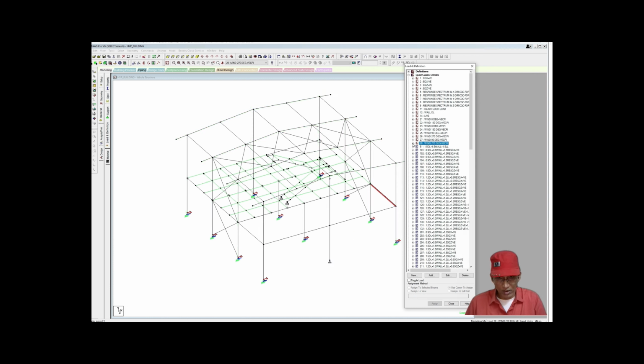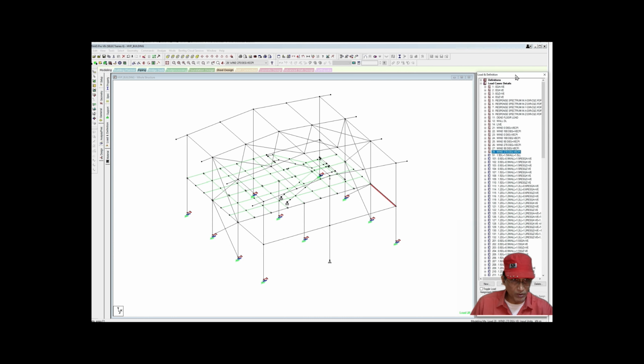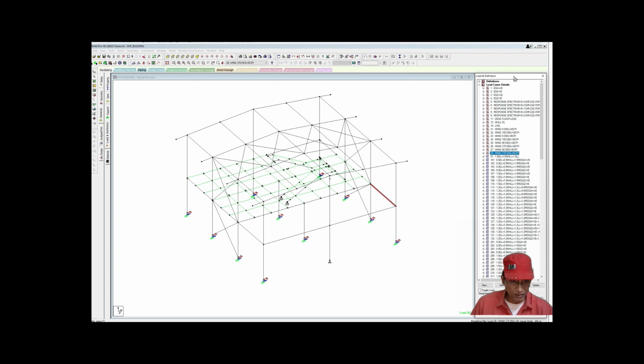So checking of wind load is over. With this, we come to the end of this section. In the next section, we shall discuss load combinations. Till then, let us meet in the next section on load combinations.